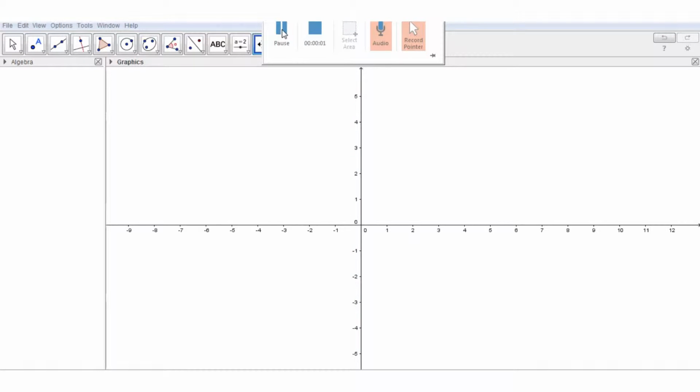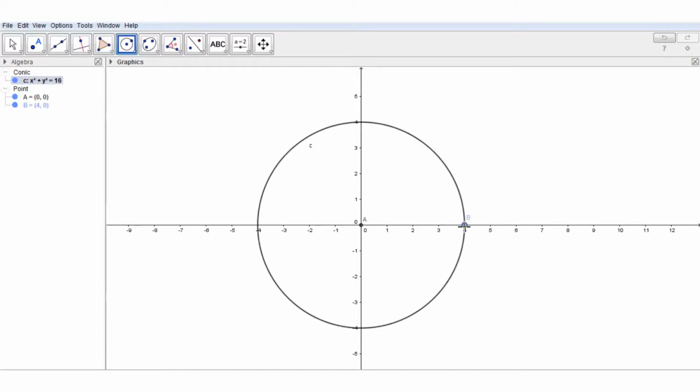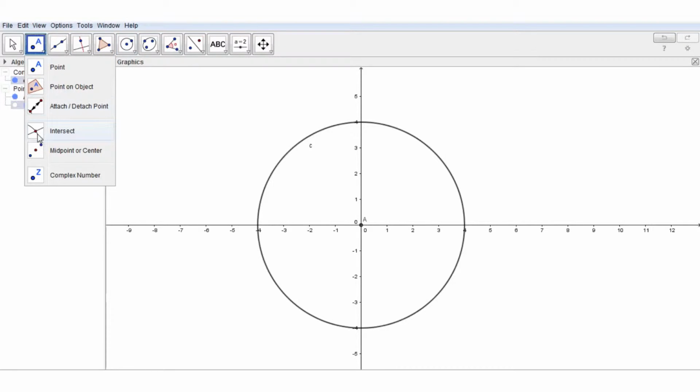Let's see how to make a stopwatch without any cost. First of all, we take a circle with center and make a radius 4. We have no need of point B. Then we have an intersect point.